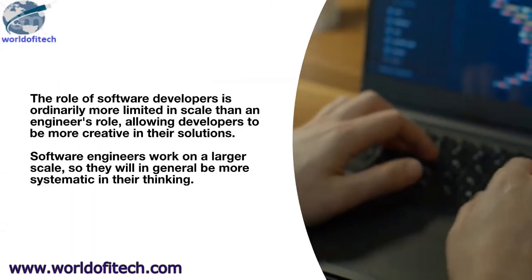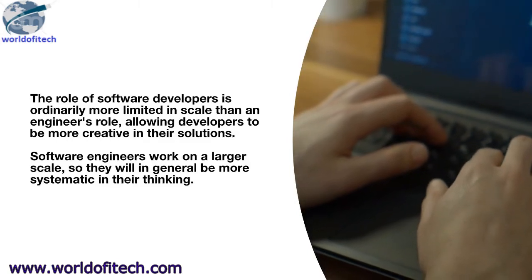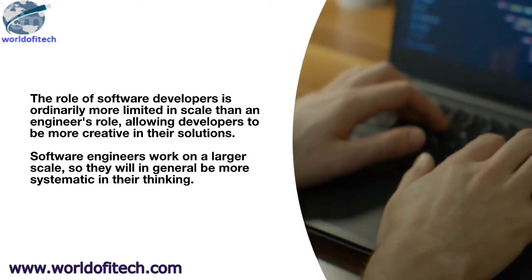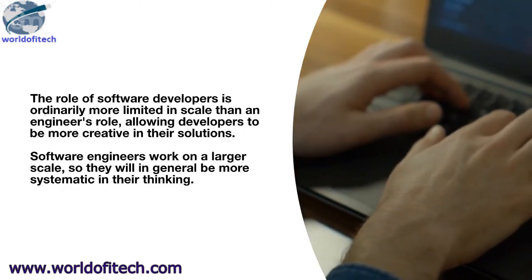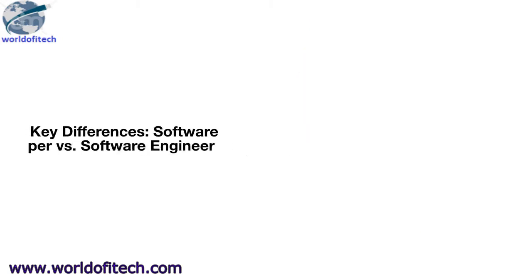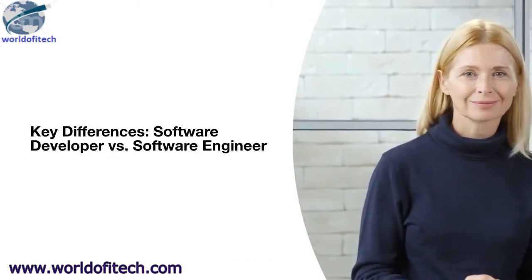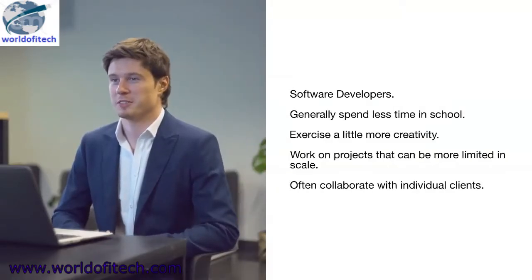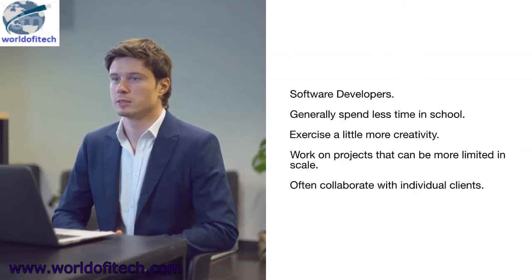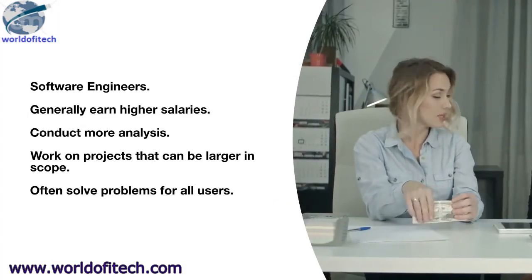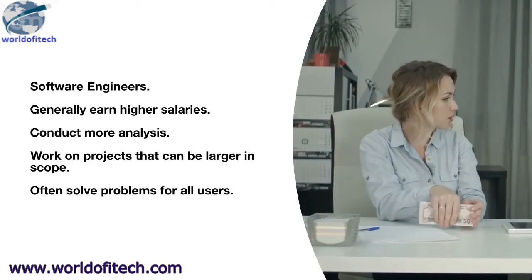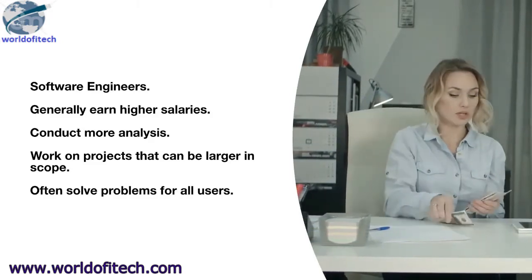The role of software developers is ordinarily more limited in scale than an engineer's role, allowing developers to be more creative in their solutions. Software engineers work on a larger scale, so they will in general be more systematic in their thinking. Key differences: software developer versus software engineer. Software developers generally spend less time in school, exercise a little more creativity, work on projects that can be more limited in scale, and often collaborate with individual clients. Software engineers generally earn higher salaries, conduct more analysis, work on projects that can be larger in scope, and often solve problems for all users.